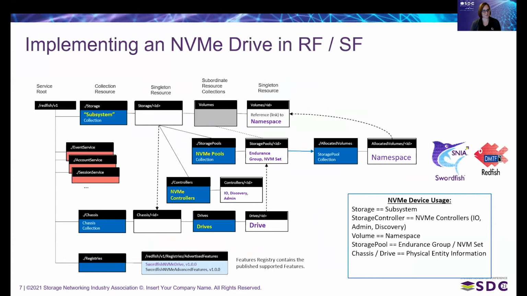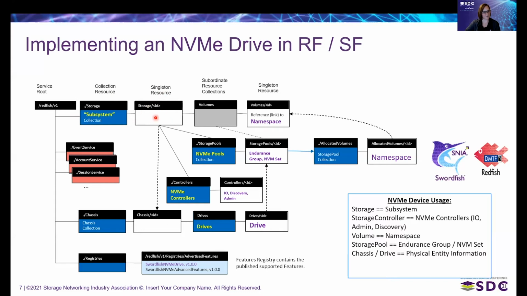If we want to look at a little bit of an application of that, here's a view of how we dropped an NVMe drive into our standard Redfish Swordfish model. So we start at the service root and we go to a collection resource. This is basically a group of like objects. So in this case, it's the group of all of the subsystems. We're modeling a single drive here. So in the NVMe space, there's a single subsystem, which is instantiated here in this singleton resource.